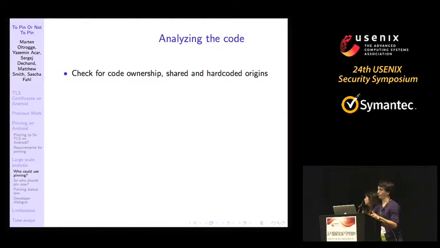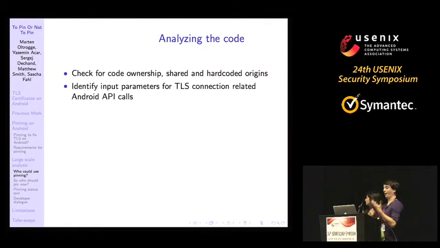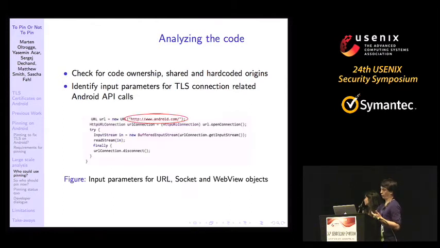So we started by analyzing our apps and checked for code ownership and the shared and hard-coded origins questions. We were mainly interested in identifying the input parameters for TLS connection related Android API calls. Just to illustrate that, what we wanted to know is the URL or origin string that the Android API, such as URL objects or socket objects or the Android web view, uses to establish a network connection.